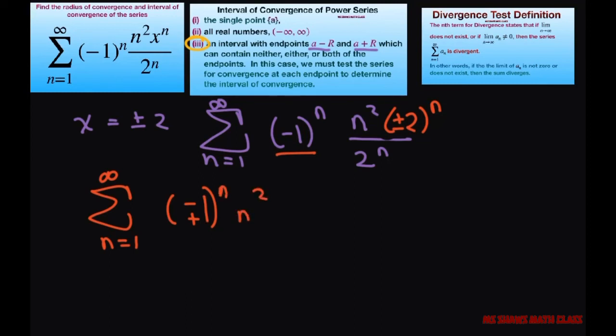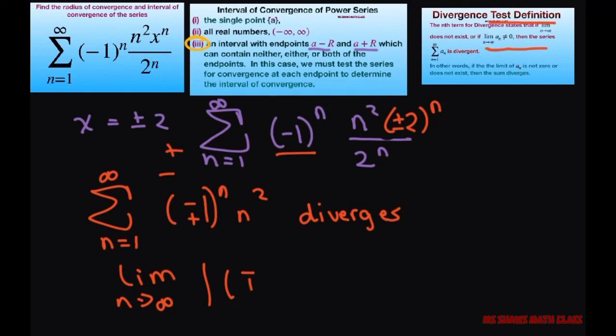Both of these series, for the plus and for the minus here, diverge by the test for divergence. Okay, because the limit does not equal 0. So since both of them go off, the limit as n approaches infinity of absolute value of negative or positive 1 to the nth power n squared, both of them equal infinity.